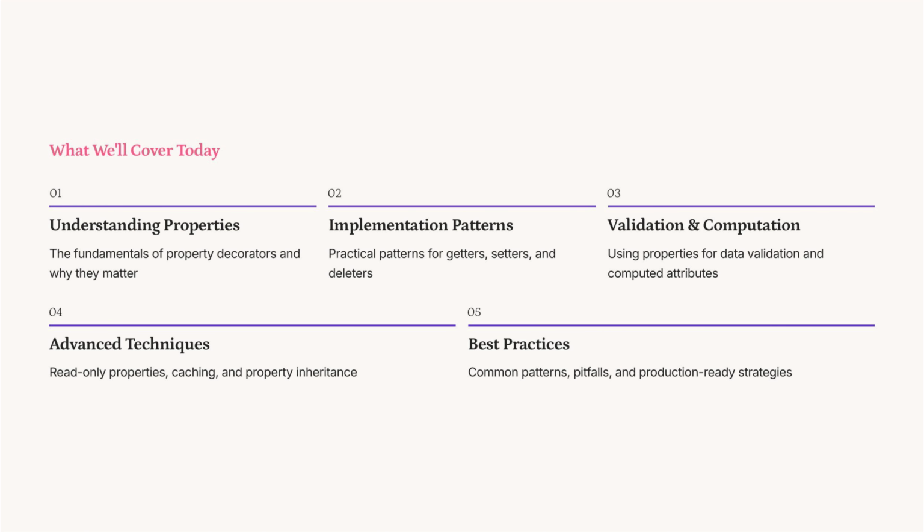Property decorators in Python allow for cleaner code by managing attribute access. They enable validation, computed attributes, and encapsulation without altering the API. This approach contrasts with direct attribute access, which lacks validation and flexibility. Understanding these decorators is crucial for writing robust, maintainable Python code.